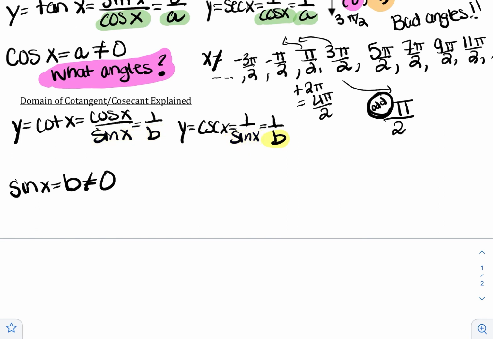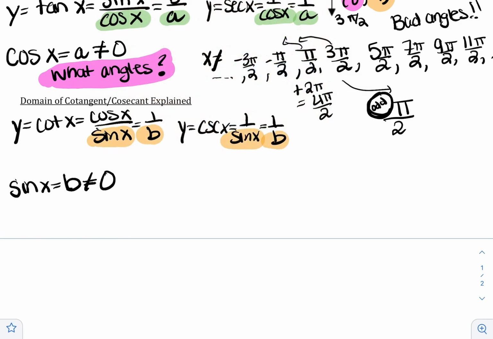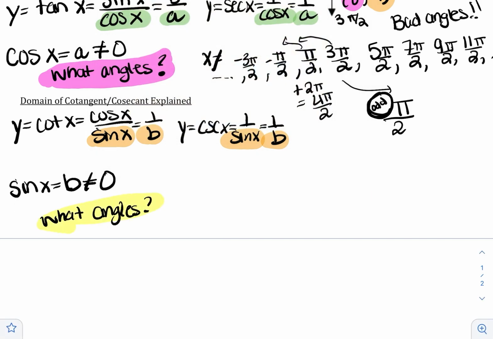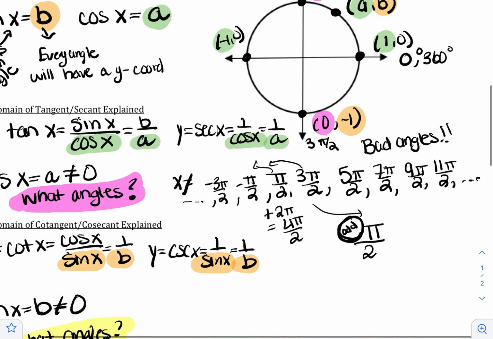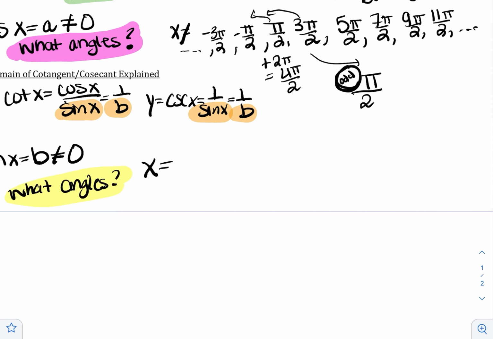We were talking about sine using orange, so I'm going to use orange for sine. And then we're going to ask what angles, and that we're going to do in yellow. So if we go to the unit circle and we look at where the y coordinate is 0, that happens on the x-axis. So it happens here and it happens here. And that is angle pi and 0 and 360, so 0 or 2 pi. So I'm going to write those. So x is 0, pi, 2 pi.